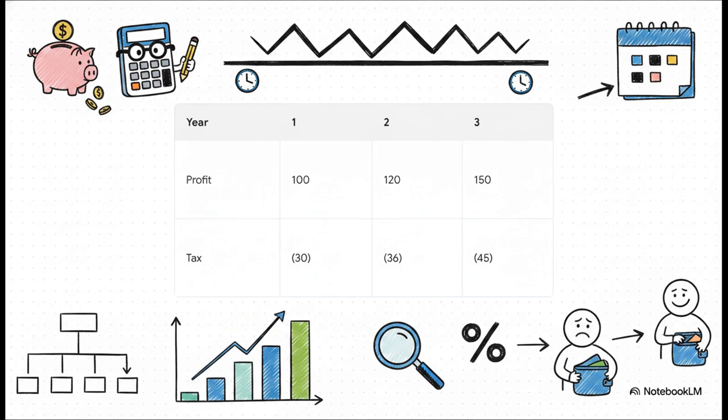The exam might say tax is payable in the same year, or it might say tax is payable 1 year in arrears. If it's in arrears, the tax for year one's profits doesn't actually get paid until year two. That timing shift drastically changes your discounted cash flows, so you have to map it out methodically, year by year.